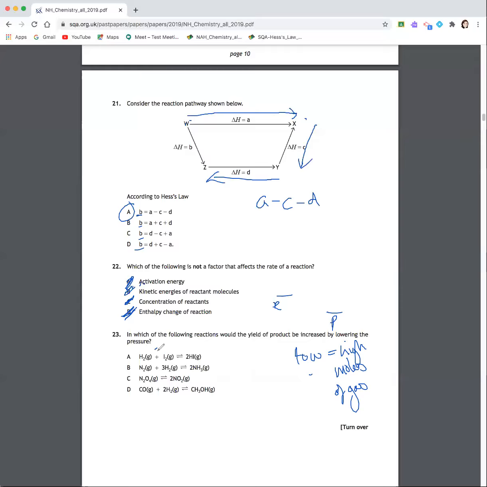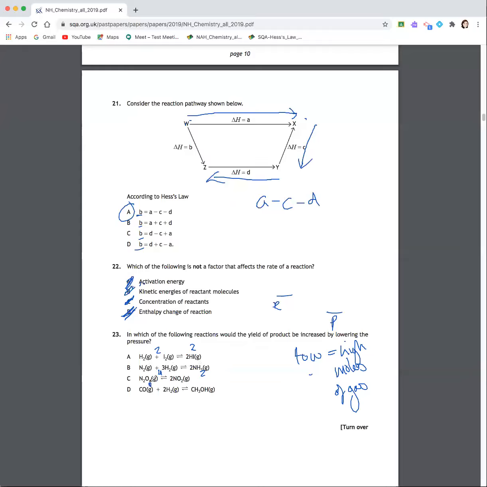So for A, you've got 2 moles and 2 moles, so that actually won't be affected by pressure, because the number of moles of gas are the same on both sides of the reaction. Here we've got 4 and 2. So lowering pressure would actually shift the equilibrium left in this case in favour of the reverse reaction, because low pressure favours high moles of gas and there's higher moles on the left hand side.